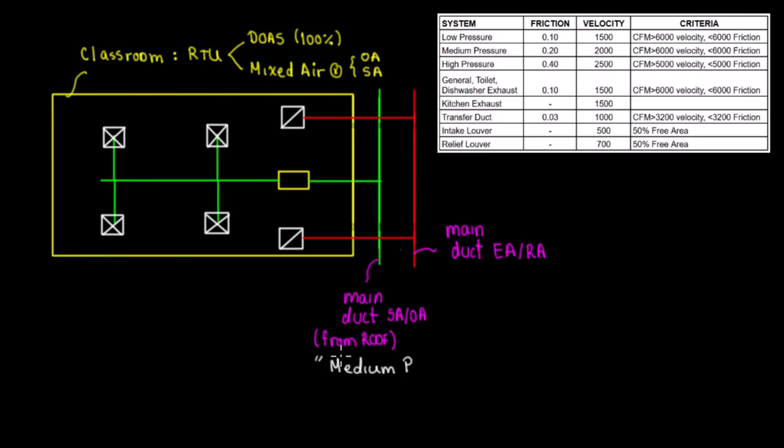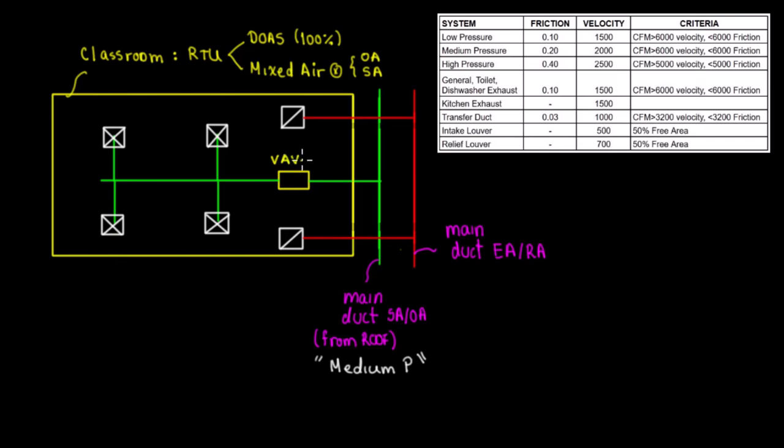But why is this considered medium pressure duct? The reason is that it usually comes directly from the system. It's coming here and it's going to be injected into this box. This is a terminal unit called VAV or CAV. In this case, we're going to put a VAV box.